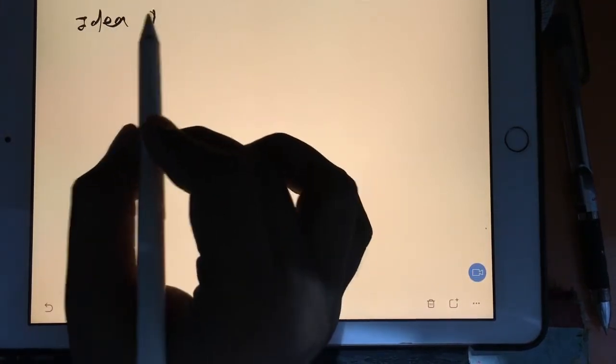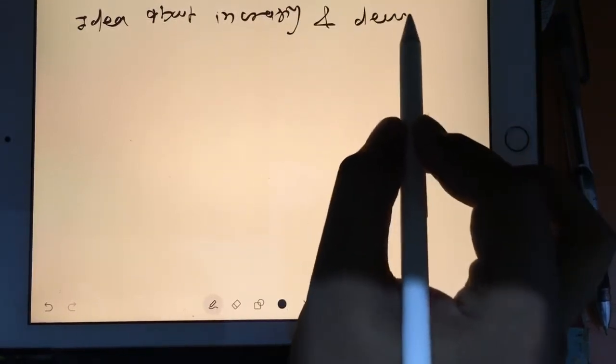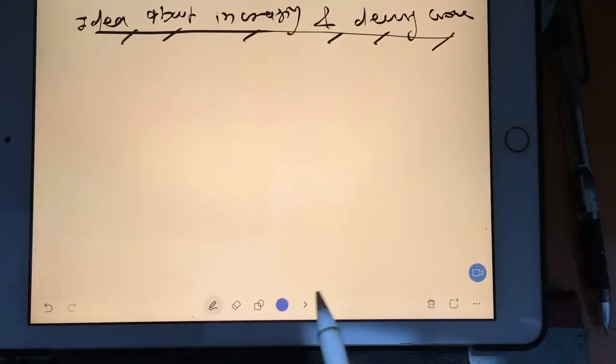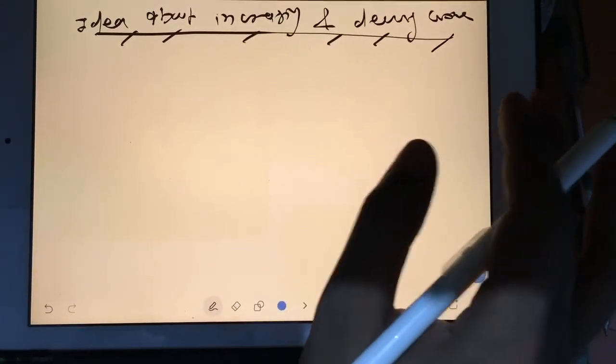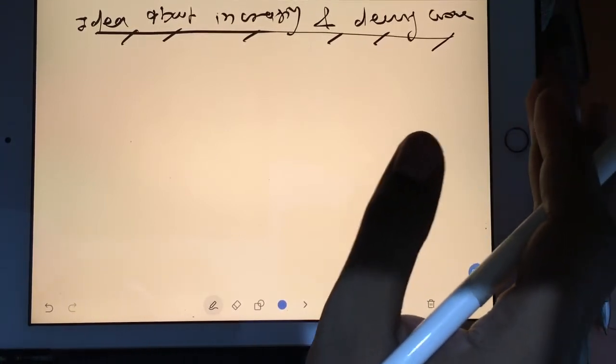Let's start. See guys, you just take a heading: idea about increasing and decreasing curve. Now why am I teaching this? Because I have to teach you further SFD BMD for the cantilever beam.